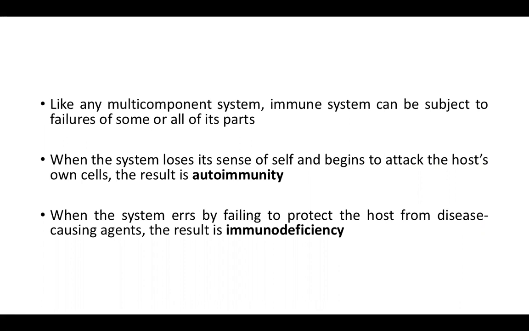So like any multi-component system, the immune system is subject to failures. When it loses its sense of self and begins to attack the host's own antigens or own cells, we call it autoimmunity. Simply the presence of autoreactive cells is autoimmunity, but if it also results in tissue injury, then we call them autoimmune diseases, right? And when the system errs by failing to protect the host from disease, the opposite process rather, so instead of recognizing self antigens, now it is not even recognizing the foreign antigens. So it fails to protect the host from disease-causing agents. We call it immunodeficiency.